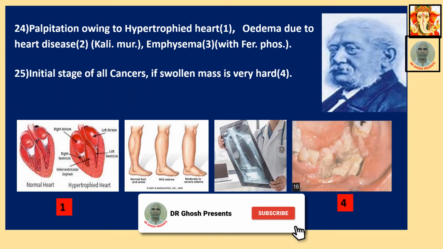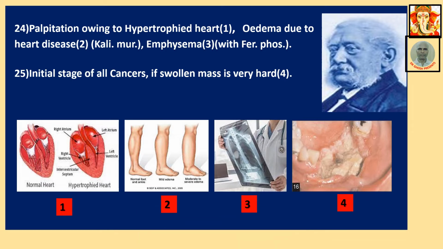24. Palpitation owing to hypertrophied heart. Picture 1, edema due to heart disease. Picture 2, Calcarea Fluor is also required here. Picture 3, emphysema. With Ferrum Phos, that is Ferrum Phos and this particular medicine Silicea are to be applied.